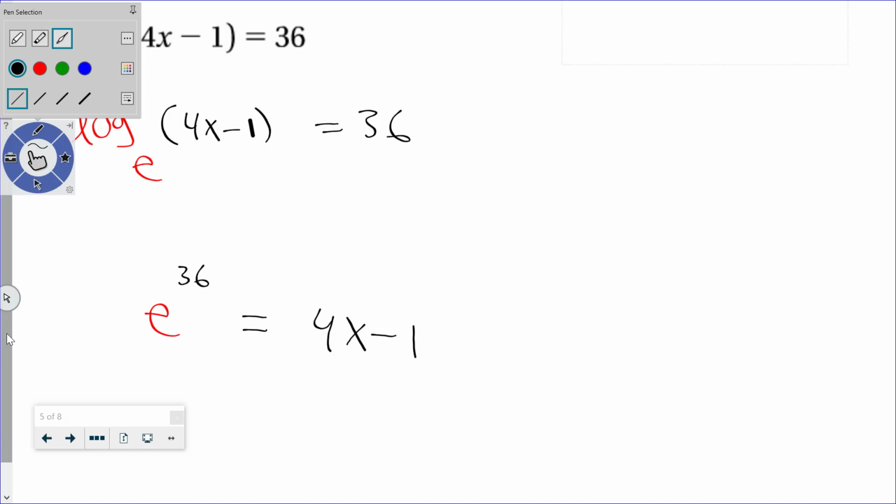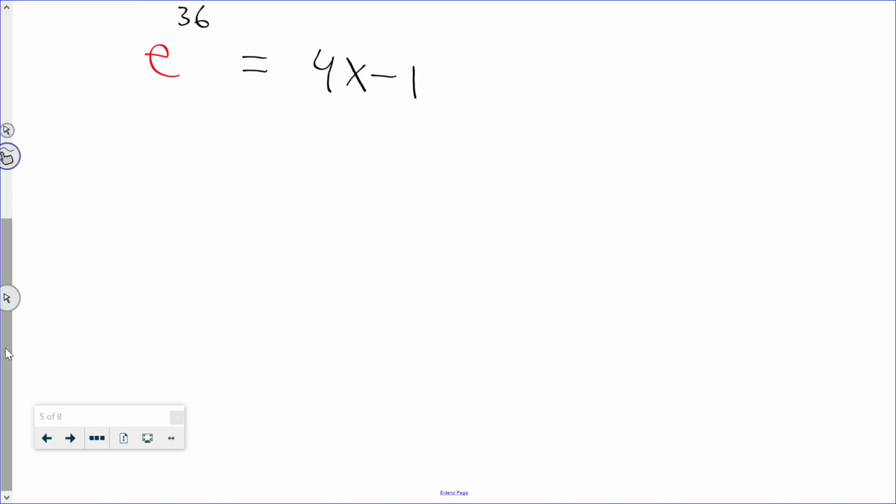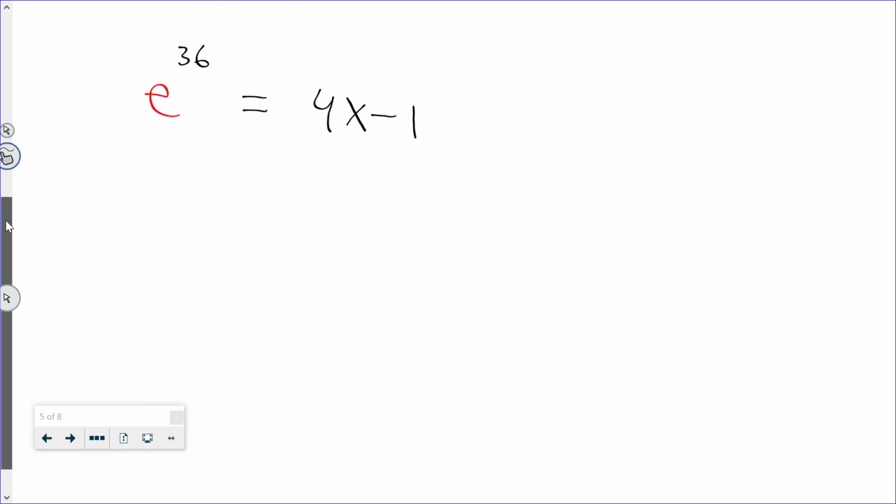It's exponential form. The only thing I'm going to have you do differently, instead of simplifying each step, we're going to simplify at the end, because with e, the numbers can get a little crazy. So we'll simplify at the end.